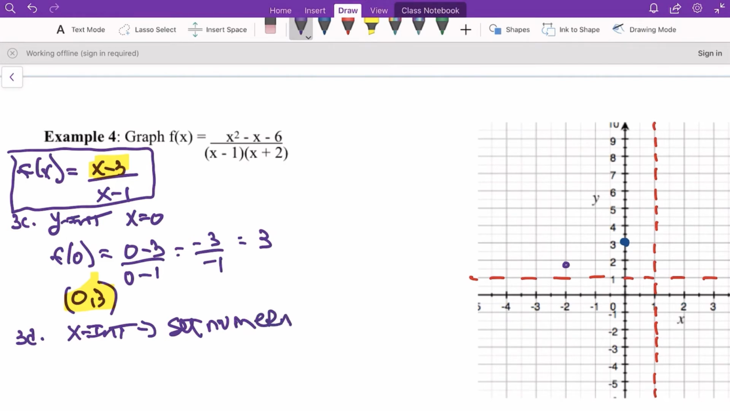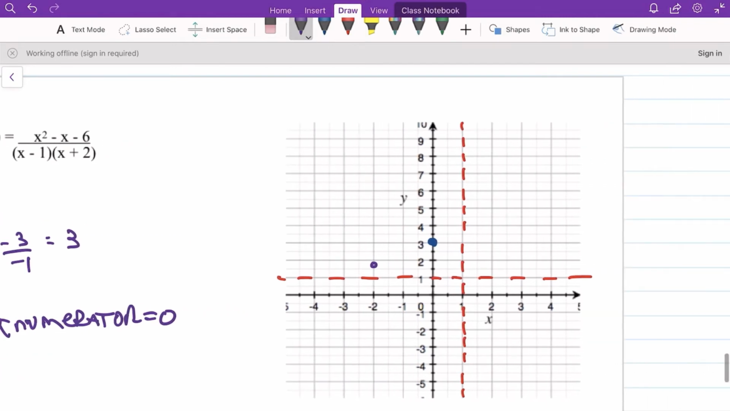So you're going to have your numerator equal to 0. So all we need is x minus 3. So we're going to have x minus 3 equals 0, and then you just solve that. So my x-intercept is going to be 3, 0. So I'm going to put that on the graph as well. So let's change the color, and we'll have 3, 0.